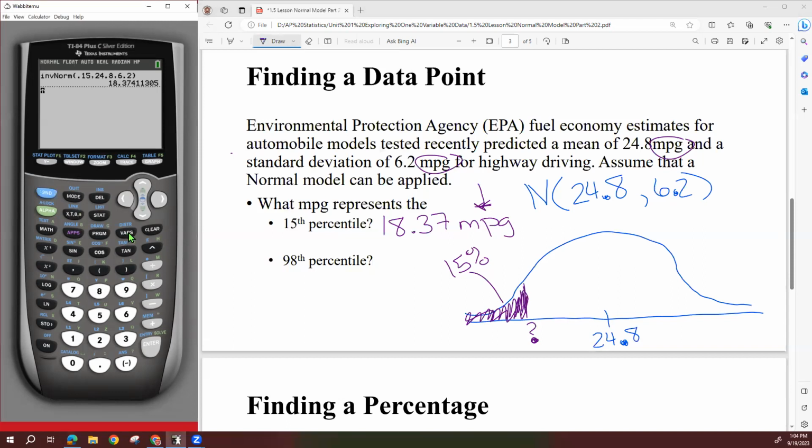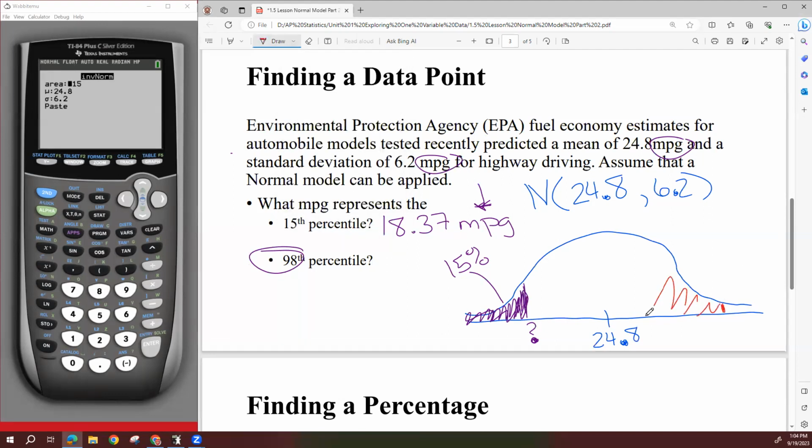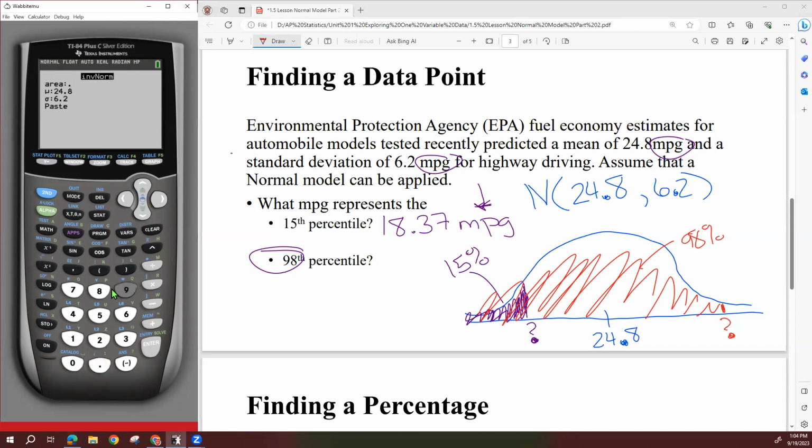So again, second VARS, inverse normal. Here I want to find the 98th percentile. The 98th percentile is going to start somewhere over here to the right and then cover this area to the left. So we're looking for, hey, what miles per gallon puts 98% of our data points to the left of it? So I'm going to tell it that my area is 0.98. Keep my mean and standard deviation the same.